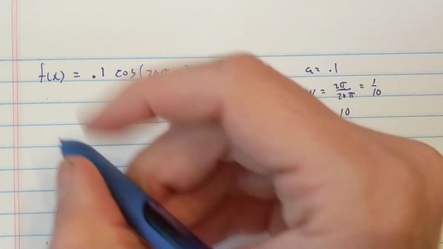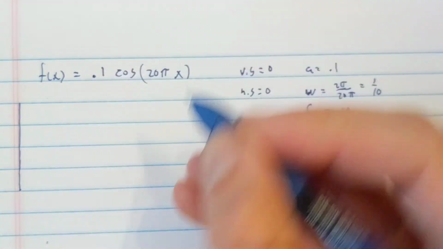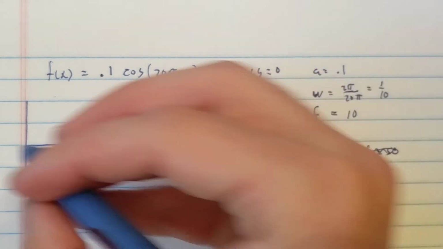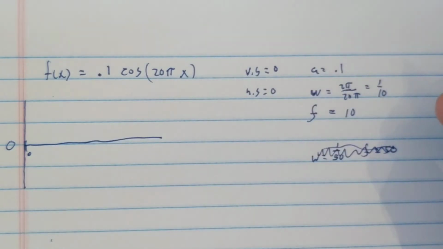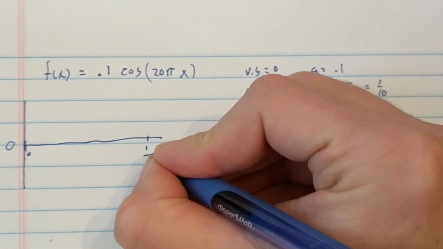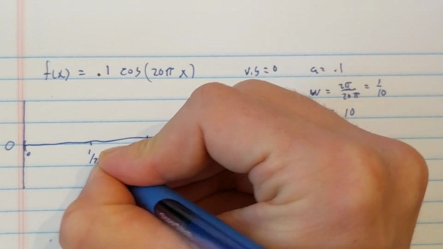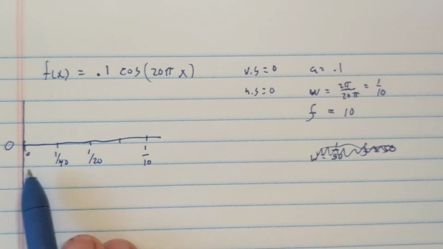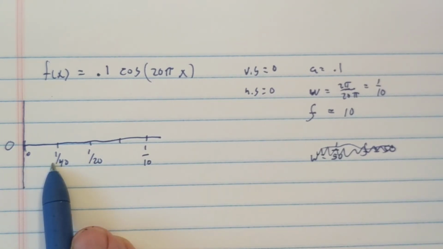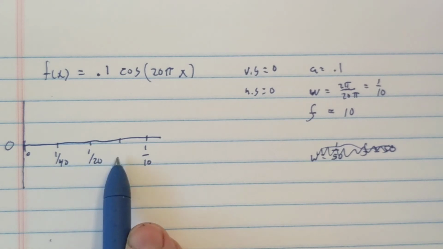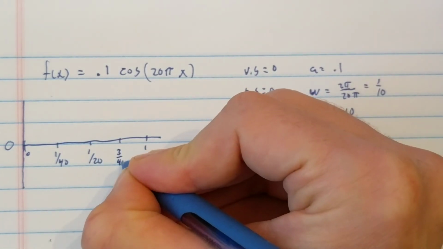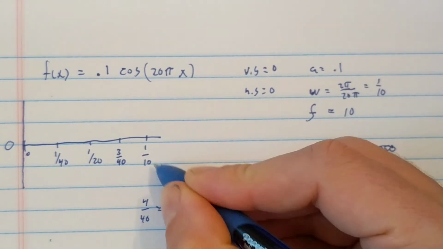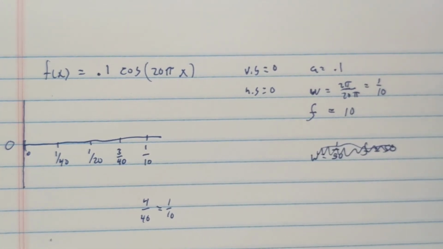Okay, so back to our graph though. This one's a fairly simple graph, so we'll do a middle line. This middle line is in fact our vertical shift, which is 0. We have no horizontal shift, which means we start at 0. Our wavelength is 1/10. Half of 1/10 is 1/20th. Half of 1/20th is 1/40th. Now, how do I get this third one? Well, if this distance right here is 1/40th, then this would be 2/40ths, and this one would be 3/40ths. If we continued, this would be 4/40ths, and we note that 4 over 40, in fact, is 1/10. So we actually ran into the correct final distance here.